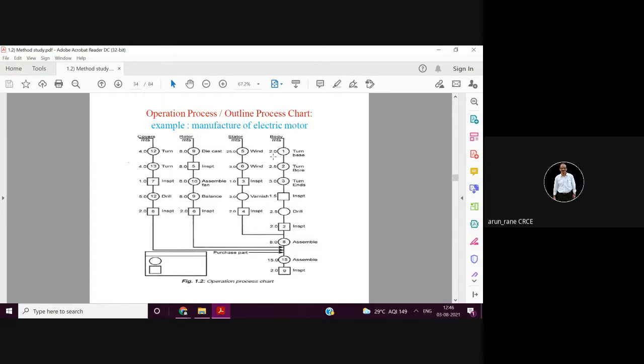Now looking at this, let's take an example of, say, the cover. You will come to know what the different operations are and how the flow is. So this is the beauty of this outline process chart.